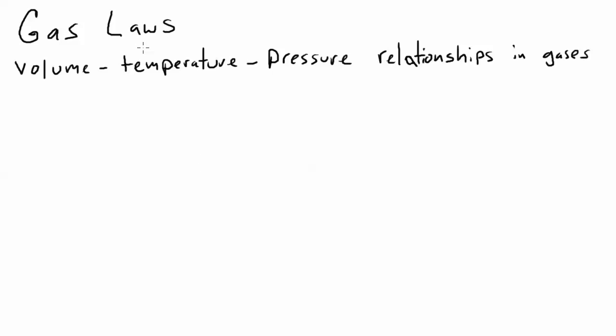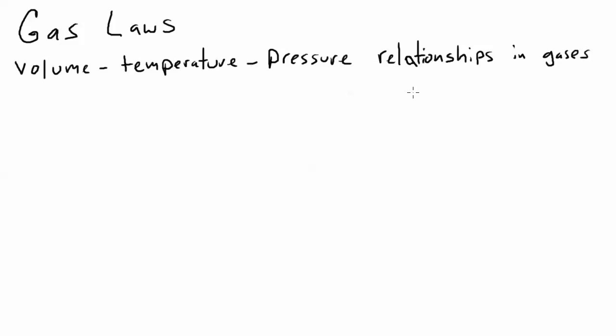The gas laws are mathematical relationships between two of the three properties you see on the screen here: volume, temperature, and pressure, in terms of gases. These three properties are mathematically related to each other in the behavior of gases because they're made of particles that are constantly moving.